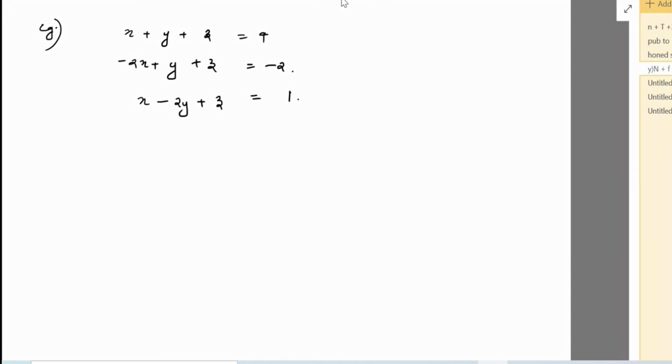A system of linear equations is given: x plus y plus z equal to 4, minus 2x plus y plus z equal to minus 2, and x minus 2y plus z equal to 1. So this is a non-homogeneous system. What are the steps? First, we need to write down the augmented matrix. What is the augmented matrix?